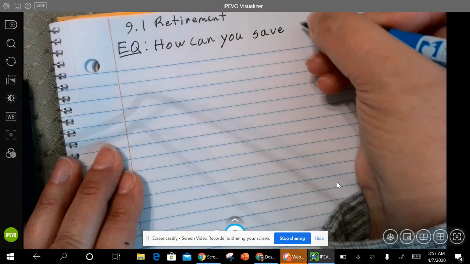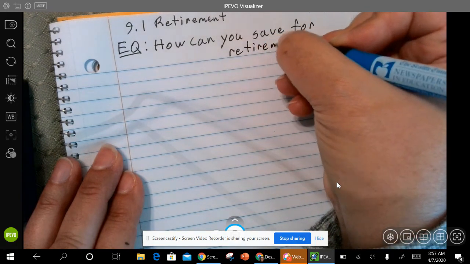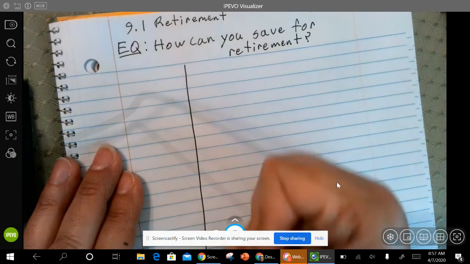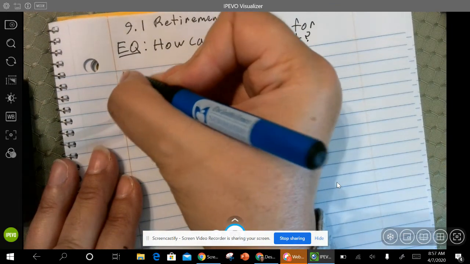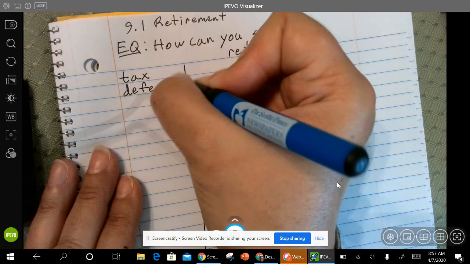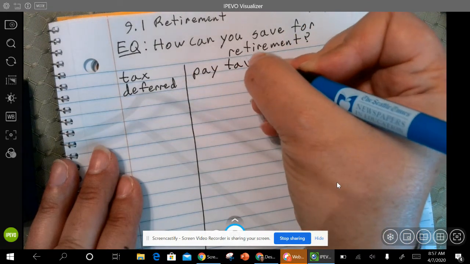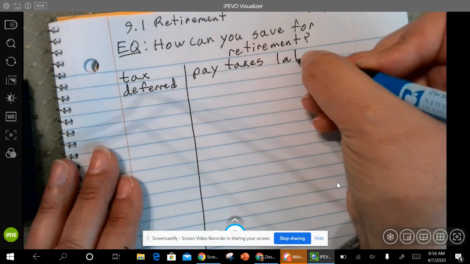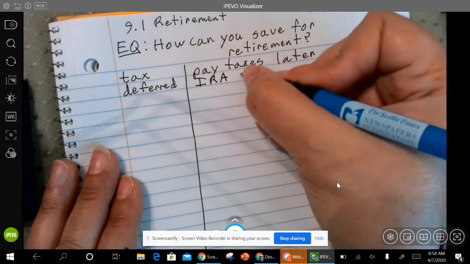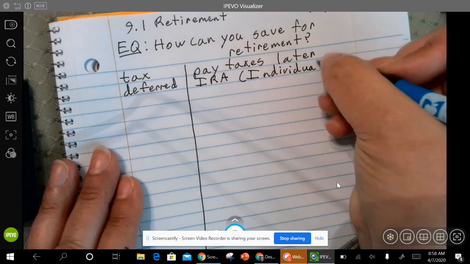So we've talked about Social Security before. Social Security is only supposed to be for about 40% of what you're going to pay. Okay. So when you do a retirement account, it's called an IRA. You pay taxes when you take that money out. So when you retire, you pay the taxes later. IRA stands for an individual retirement account.